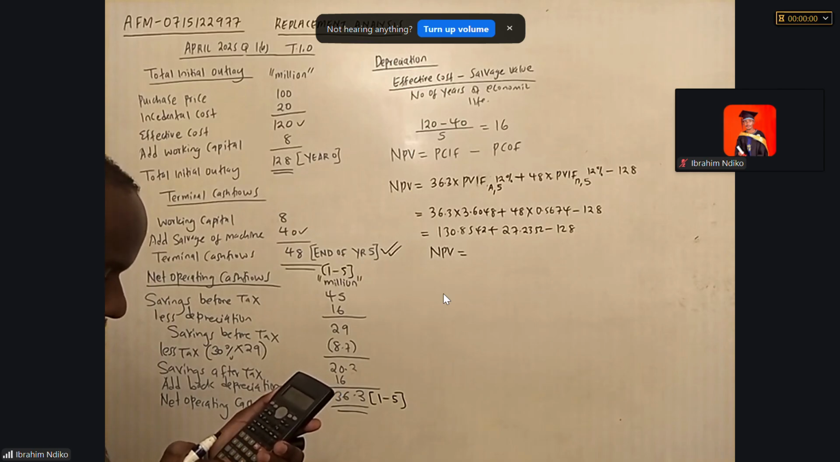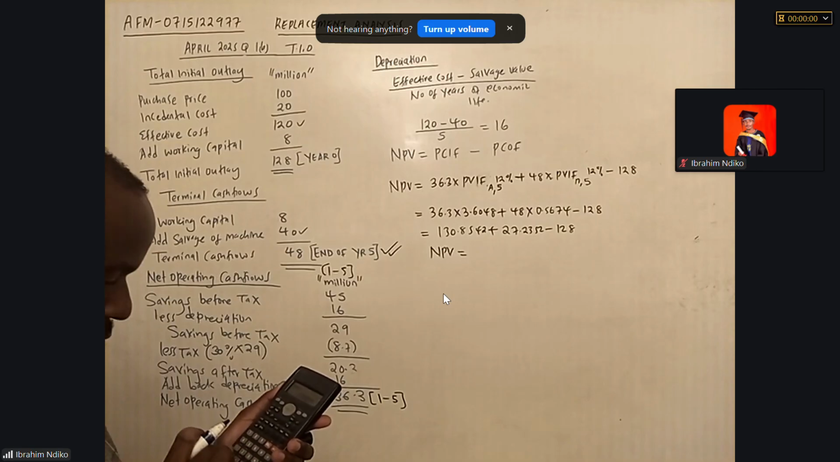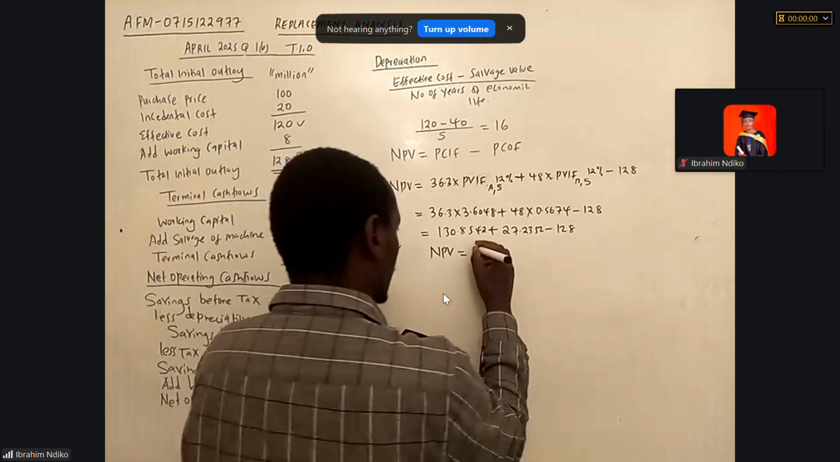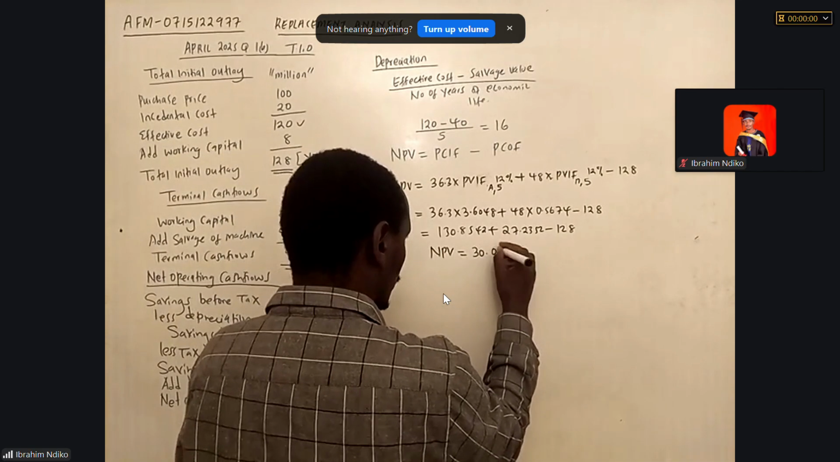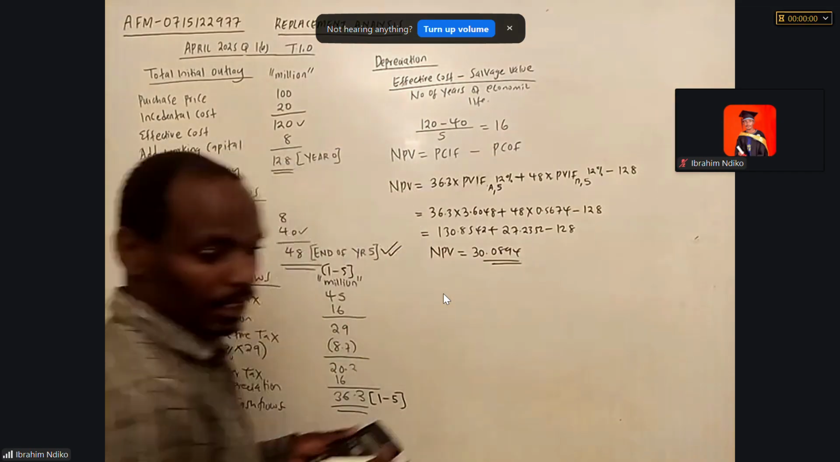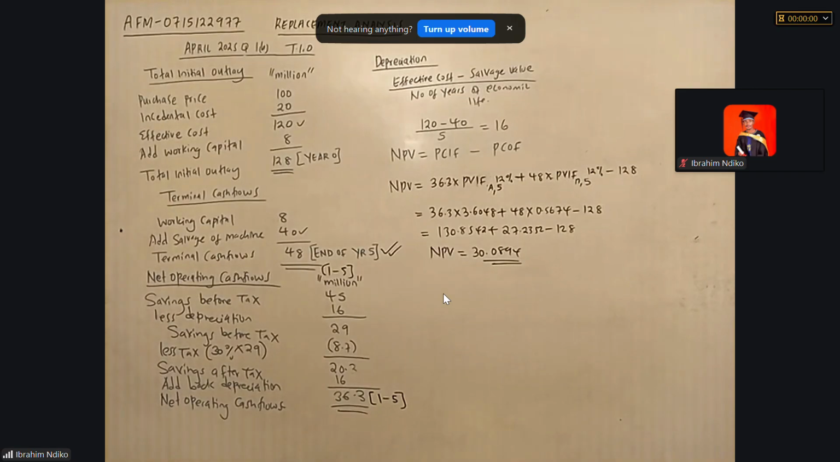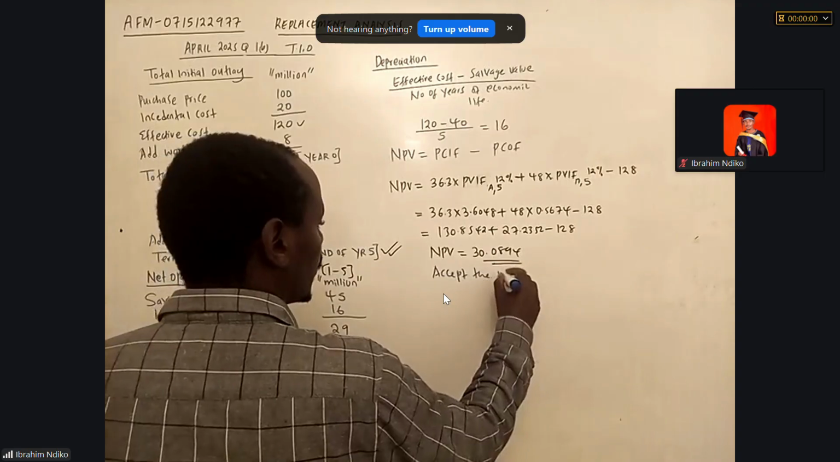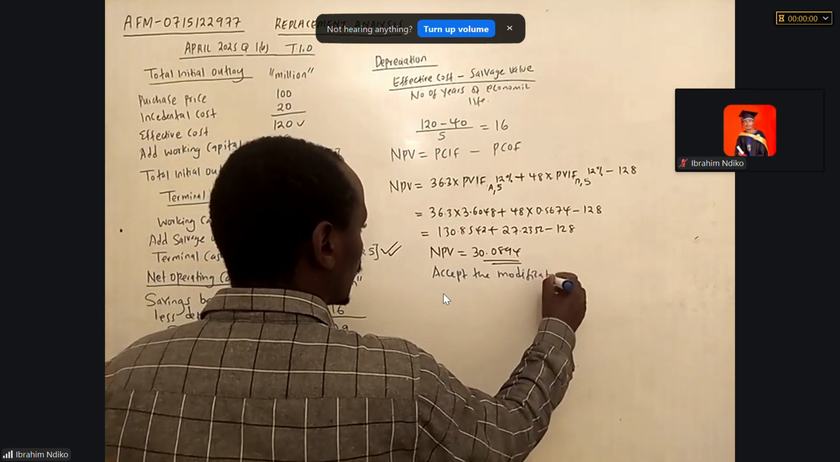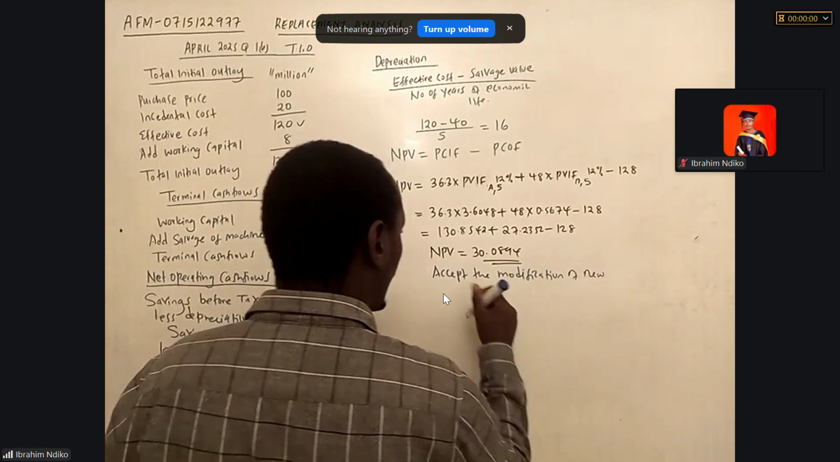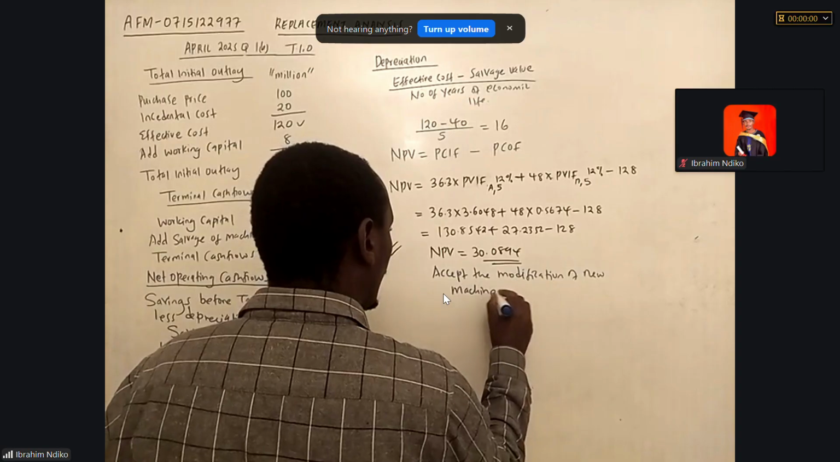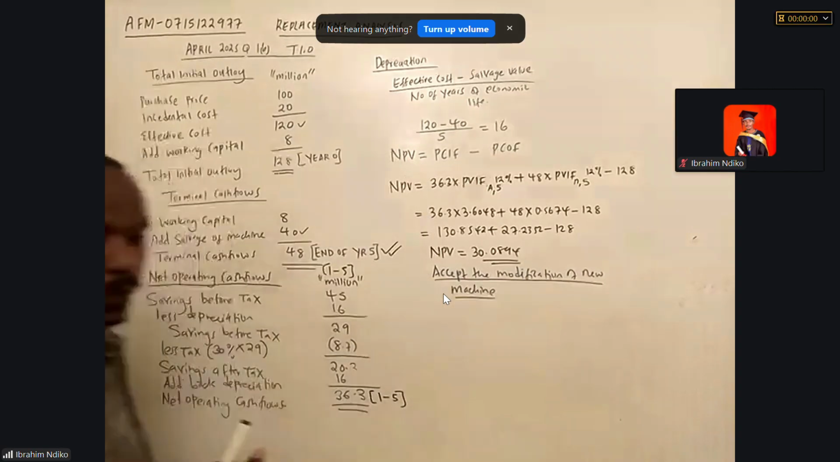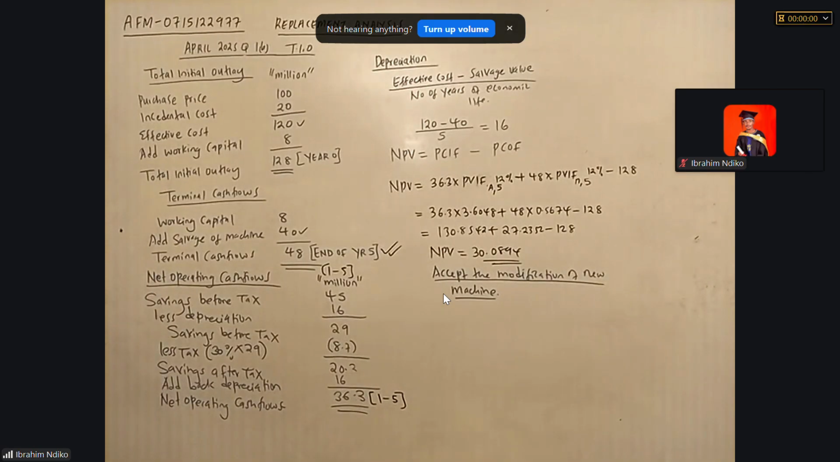So I get 30.0894, which is positive. That is 30 million. That is a positive figure, right? So should we accept or reject the modification of the new machine? We accept. So accept the modification of the new machine. So we accept the modification of the new machine.